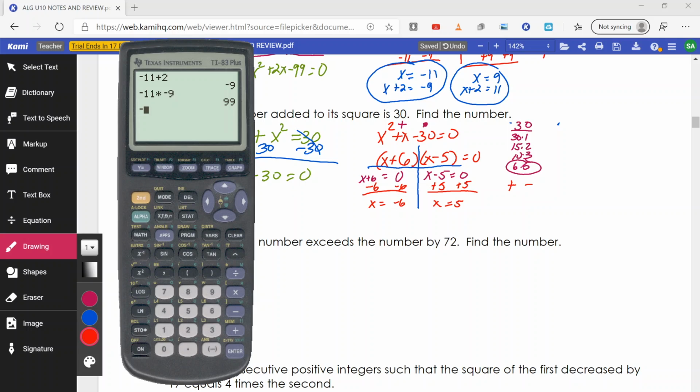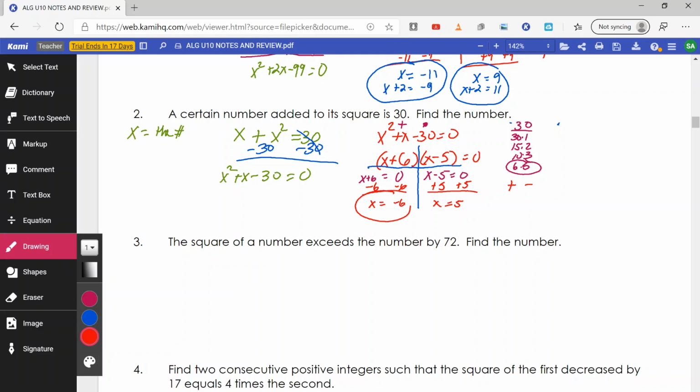So negative 6 plus, and then I have to square negative 6. And according to our problem, it equals 30. So negative 6 plus negative 6 squared gives me 30. So negative 6 works. We're good there. Now I'm going to try 5. So 5 plus 5 squared also gives me 30. So again, just like up above, we end up with two answers that satisfy the situation. A certain number added to its square is 30.